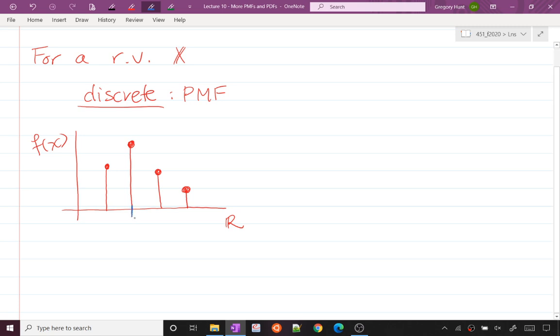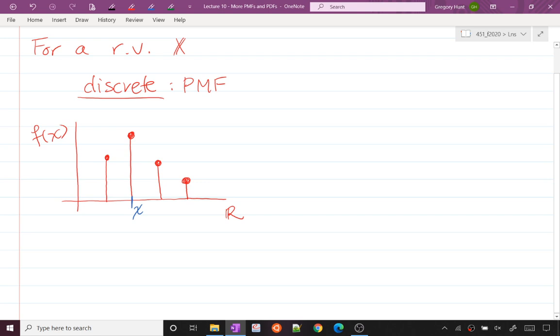So if my point here is little x, then the height here is f of little x, which is the probability that my random variable capital X lands at little x. So the probability that capital X is equal to little x. This worked for a discrete random variable because discrete random variables take on some discrete set of points. That is, the places where my random variable X can land with non-zero probability form some discrete set. It could be infinite, could be finite, but it must be at least countable.